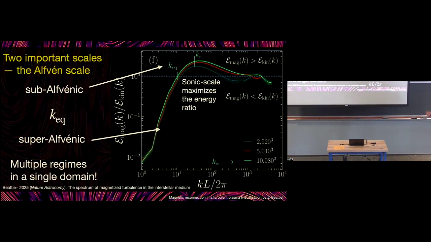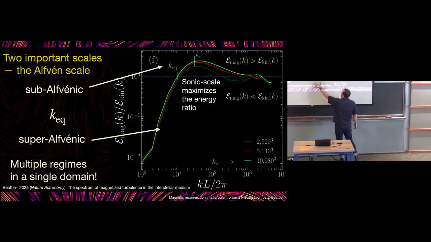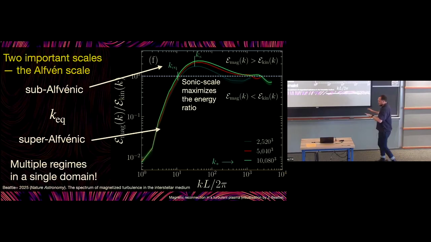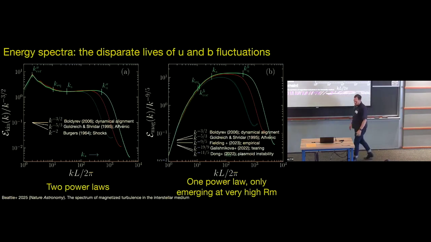And then you go to small enough wave modes, small enough scales, high enough wave modes, and you get into a magnetically dominated regime. So you have multiple regimes in a single turbulence. You have supersonic, kinetically dominated, and then you go down to the subsonic, very magnetically dominated K modes. And you do see different signatures for this everywhere.